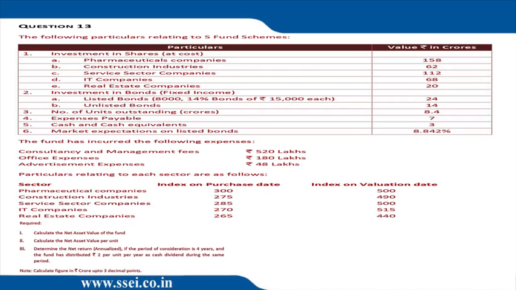Question number 13 is the same as question number 5. Question number 13 is similar to question number 5. Question number 5 I had discussed thoroughly, so accordingly you can do question number 13 on your own. In fact, it's good because in question number 5 they had given 4 questions. The fourth question was the average expense ratio and they did not give the solution of that.